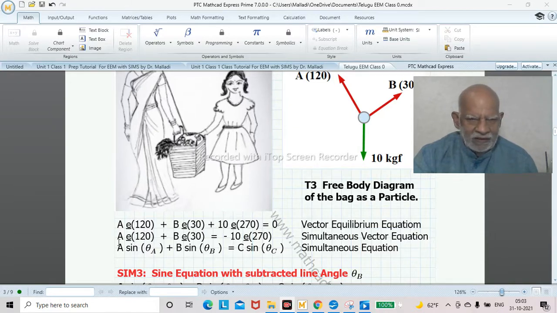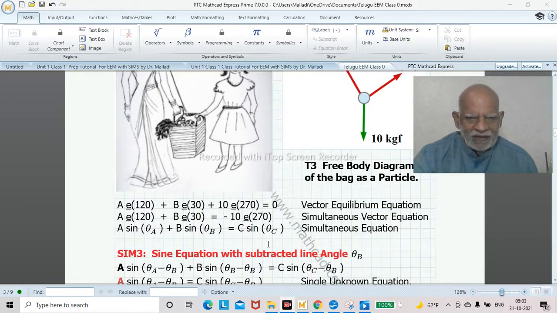Now, I can rearrange this equation so that it looks like a simultaneous equation in the sense in which all the unknowns are on the left and the known constants are on the right. So this becomes a simultaneous vector equation, and I can generalize it as vector A plus vector B is equal to vector C. So we can call it a vector simultaneous equation. Now I made it scalar. This equation has two components.